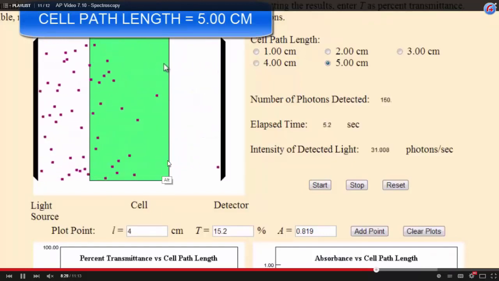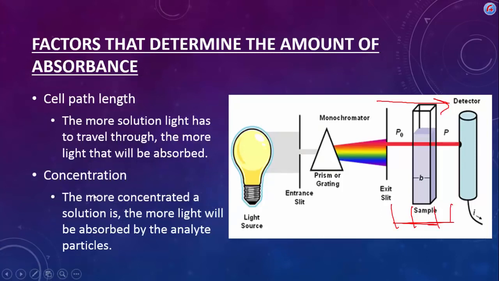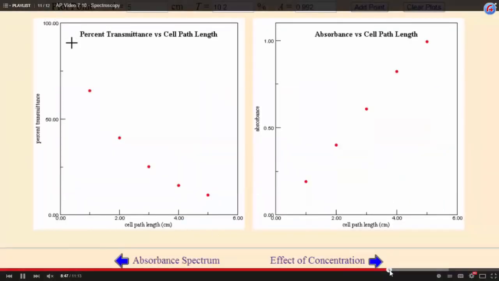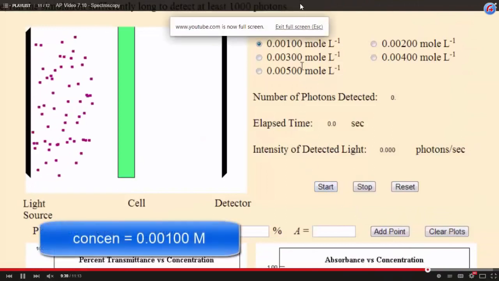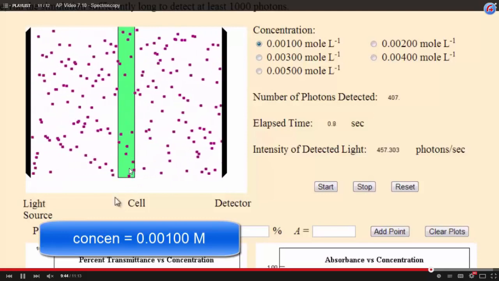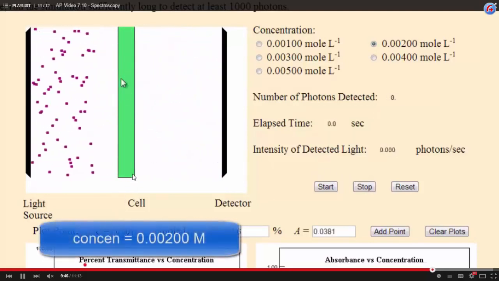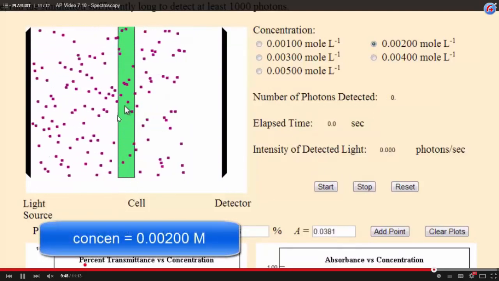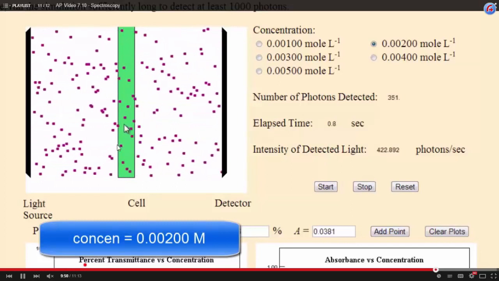Up next, we have concentration. Concentration can also influence how much is absorbed, and this one's pretty simple. Basically, the more concentrated your solution is, the more light will be absorbed because there are more particles to absorb the light. So here's another quick example demonstrating that. In this demonstration, we have different concentration solutions, and you can see that the green part is going to get darker, and the darker or more concentrated it gets, you should see more and more purple photons getting absorbed. So let's just watch here.